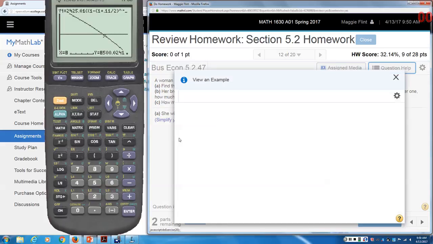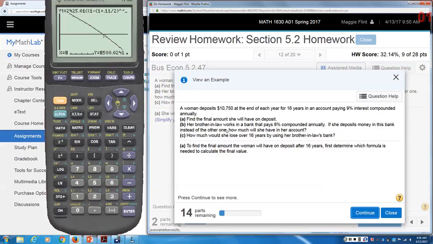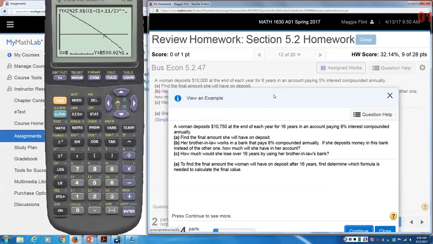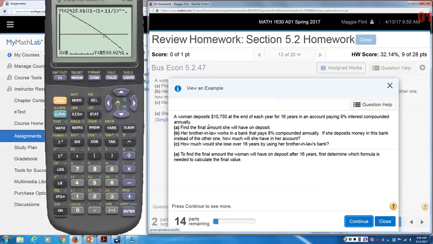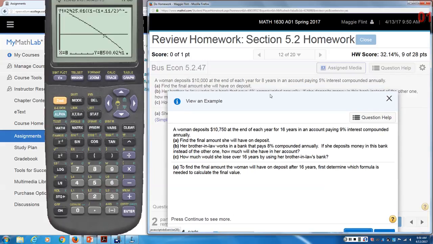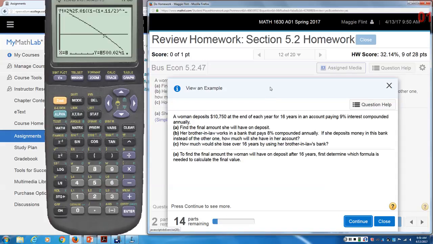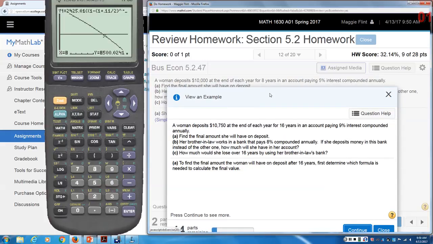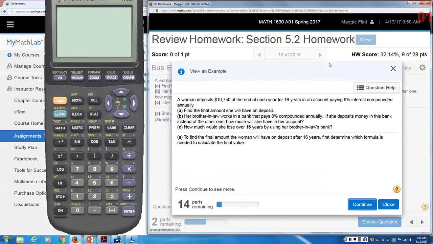I'm going to ask it to show me an example. The only thing that's different in the example and the problem that I'm doing is that she had $10,000 in the example. This time, and I'm sorry, in the original problem, this time she has $10,750. And the other problem, it was 8 years. Now this time it's 16 years, and it pays 9% interest, not 5% interest. So we'll do this part.